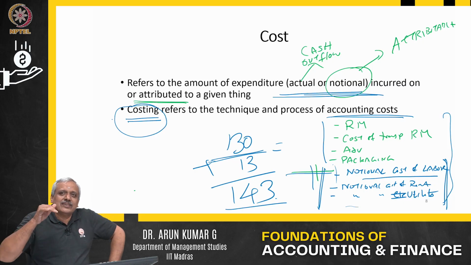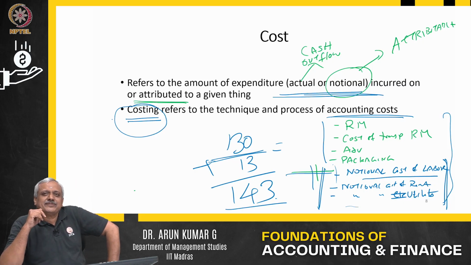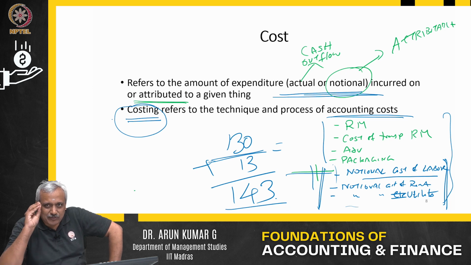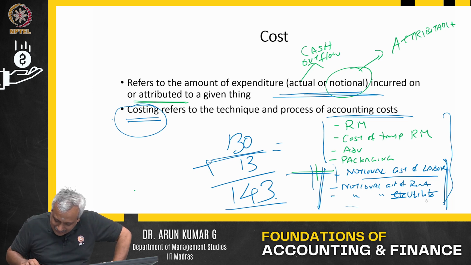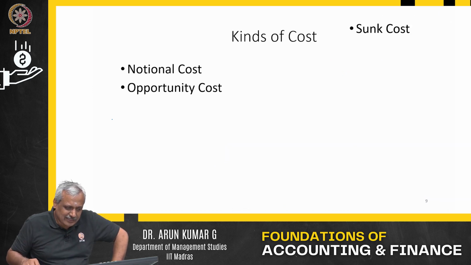Now that we have defined what is a cost, what does cost mean? Cost means actual plus notional. Cost means actual, that is the cash outflow, plus what is attributable, both put together is what we call a cost. Now that we know that, let us worry about different kinds of costs out there.